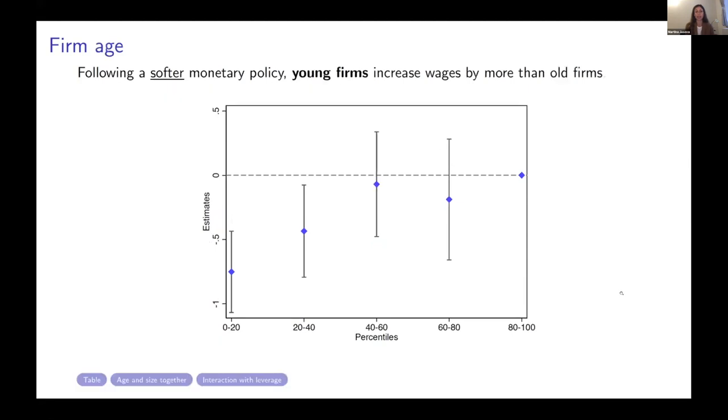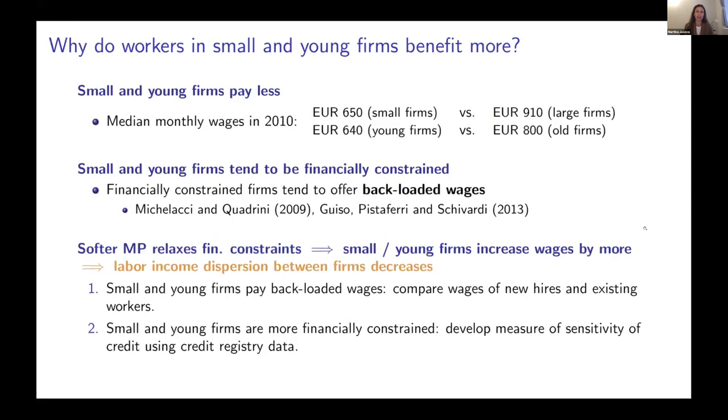The result is also consistent if we look into the world of young firms. So once again, we see that workers in young firms benefit more. And interestingly, if you were to run age and size together, we would find that both of these margins matter independently. Finally, as I mentioned already, these effects are stronger when you interact these results with leverage. So it's really the small levered and the young levered firms and their workers who benefit most from the monetary policy softening.